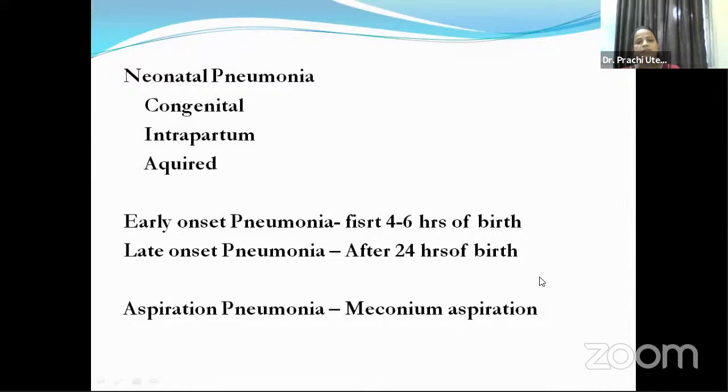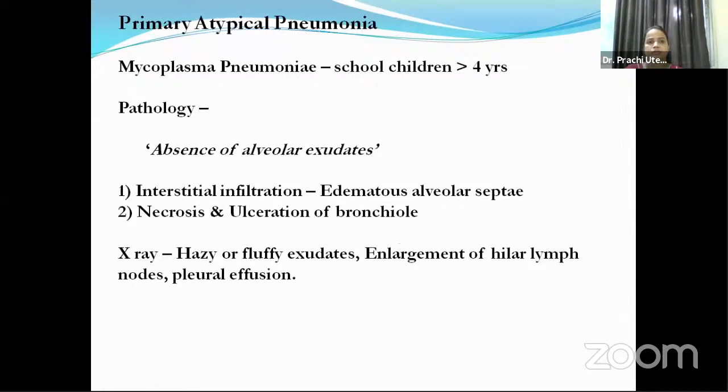Now, 15 to 20% of the deliveries have meconium stained liquor, and 5% of the infants are affected with this meconium aspiration pneumonia, and most of these children require mechanical ventilation or treatment in the NICU setup because of this. Usually this meconium aspiration is seen in post-term or term babies.